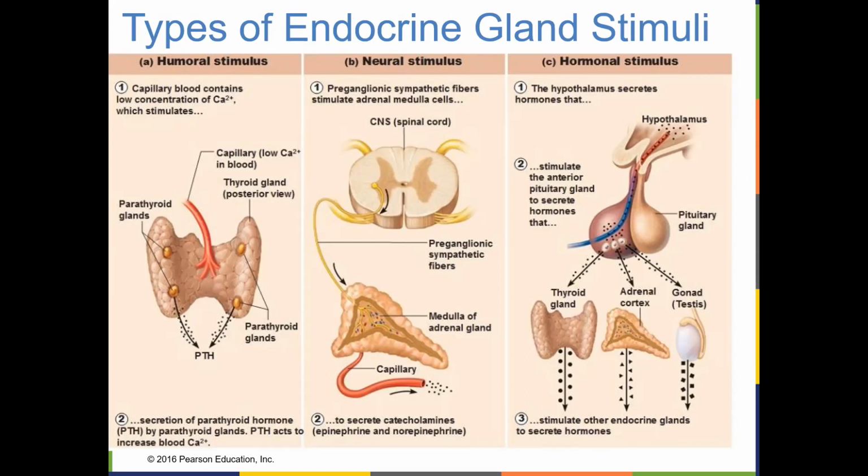The neural stimulus, the central nervous system acts on the adrenal medulla to release epinephrine. And the hormonal stimulus, there's the hypothalamus telling the pituitary gland to make more thyroid stimulating hormone, to tell the thyroid gland to make more thyroid hormone. Okay.